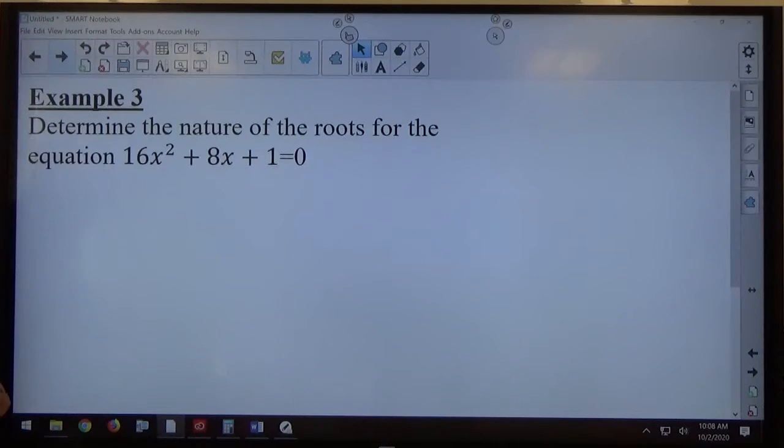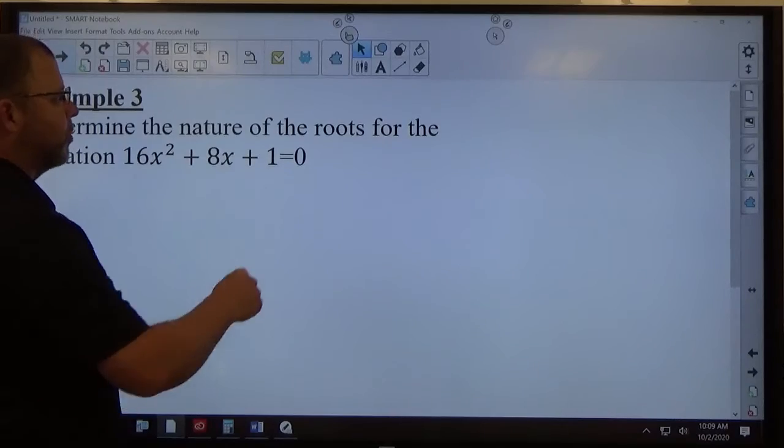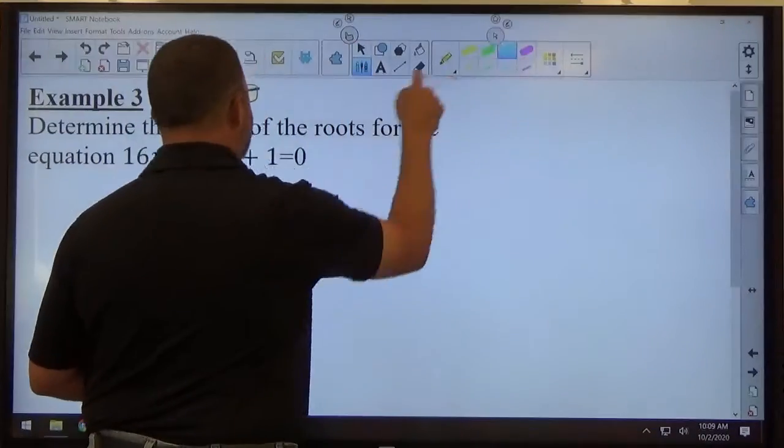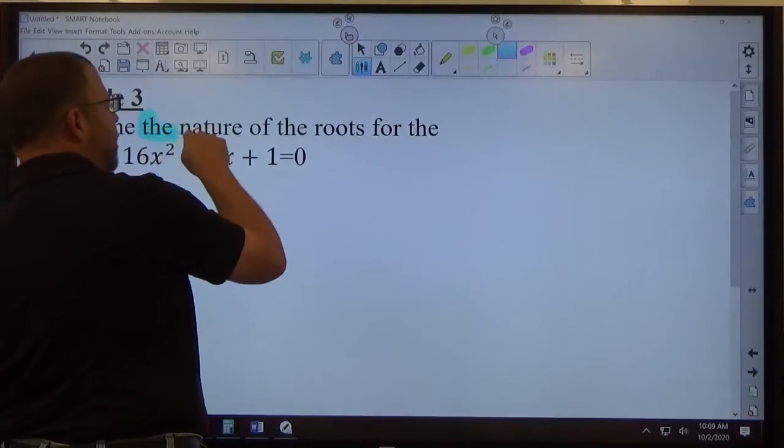Okay, example 3. Determine the nature of the roots for the equation 16x squared plus 8x plus 1 equals 0. Now, notice what it's asking us for. It doesn't ask us for the answers. It says find the nature of the roots.